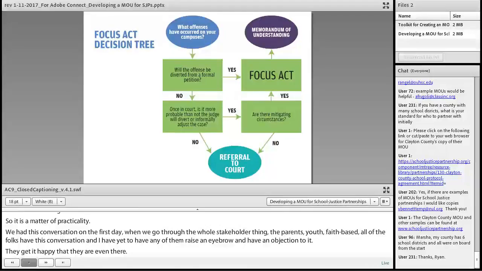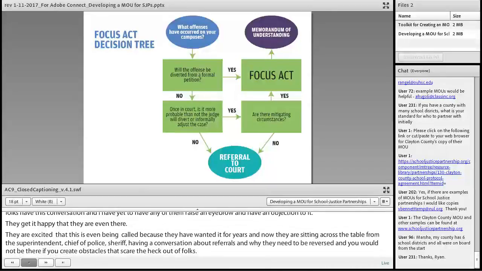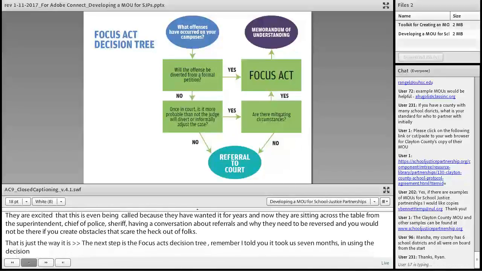Okay, so the next step is the Focus Act decision tree. Now, I've got to share this first. Remember I said it took us 7 months? Using this decision tree, this algorithm, it has not taken any jurisdiction more than an hour and a half to decide what delinquent acts they are not going to refer to the juvenile court. That's right. No longer than an hour and a half, where it took us 7 months.